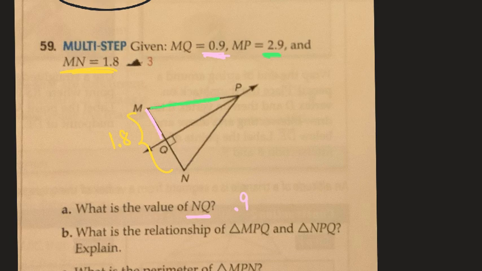Okay, now work on B. What is the relationship of those two triangles, and explain.